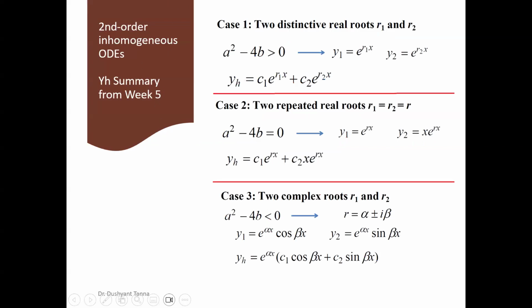Now, this is a summary of what we have already seen last week. So second order inhomogeneous, a summary of y_h. This is from week 5. I just put together everything, copied and pasted the same thing that we discussed, so nothing new here.